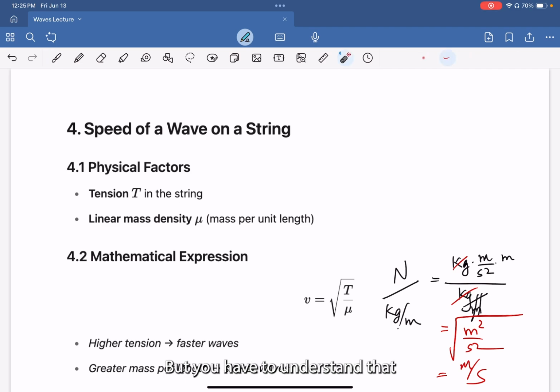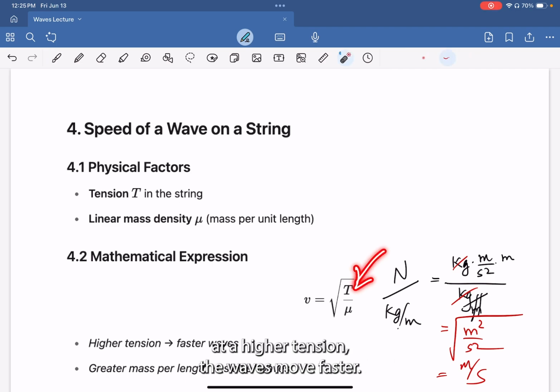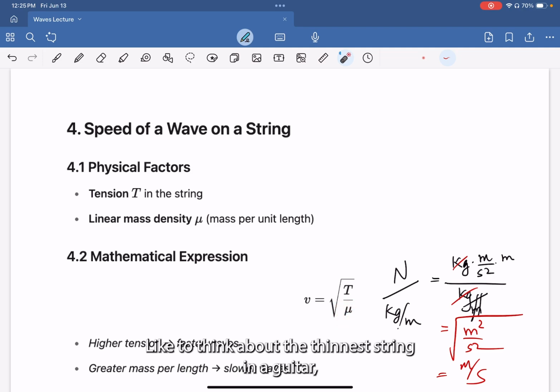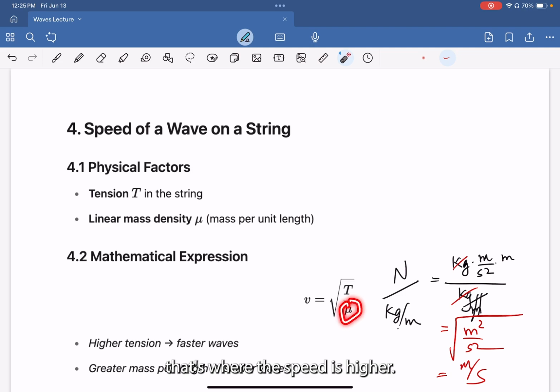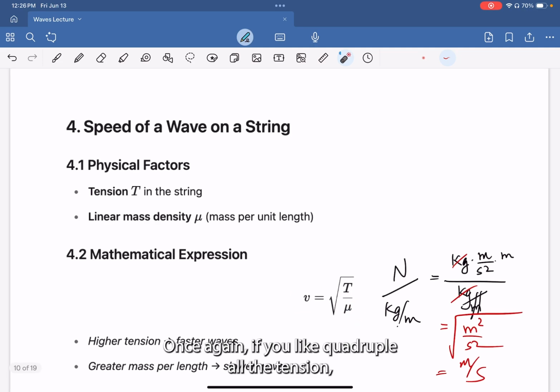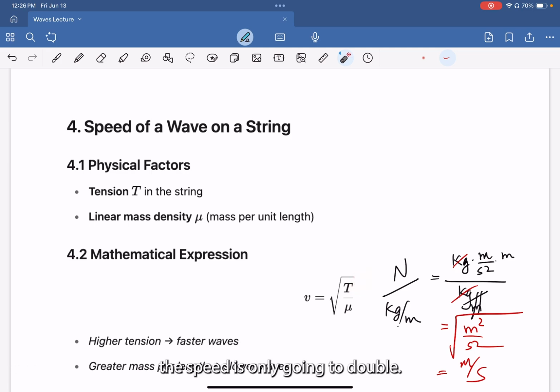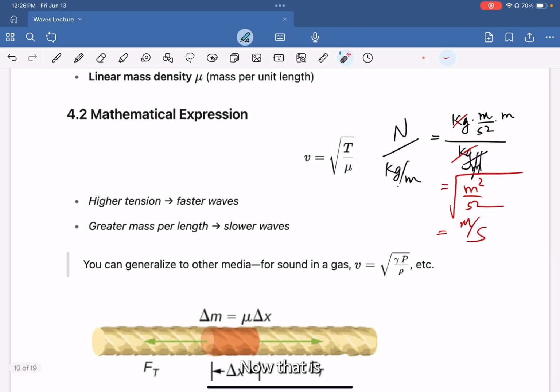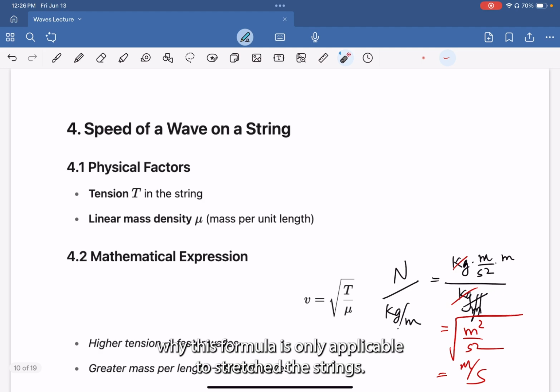But you have to understand that at a higher tension, the waves move faster. And if it's a thinner string, think about the thinnest string in a guitar, that's where the speed is higher. Okay. Once again, if you quadruple the tension, the speed is only going to double. So that's what you understand from that formula. Now, this formula is only applicable to stretched strings.